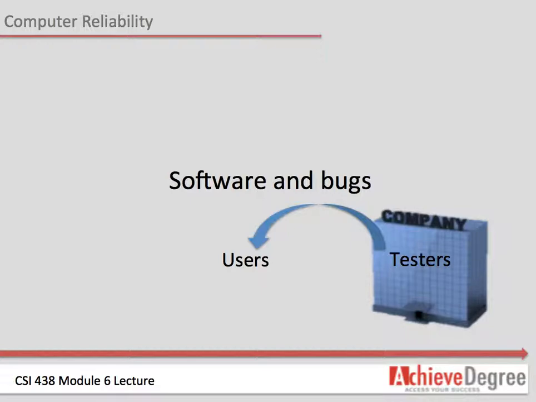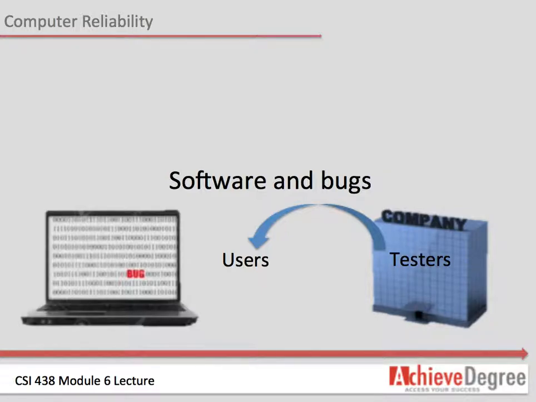One disadvantage of allowing software users to identify bugs is that if a lot of bugs are discovered, the reputation of a company can suffer.